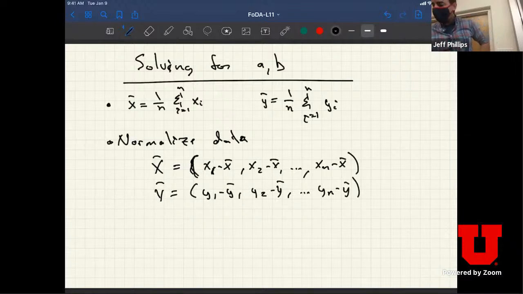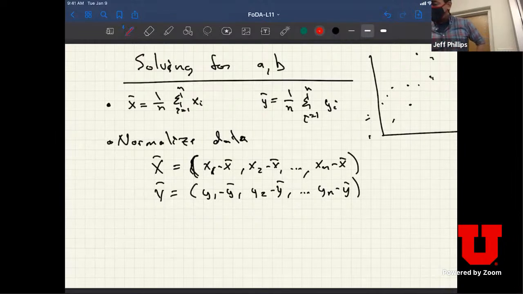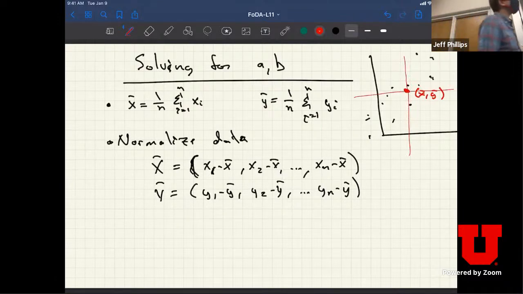Okay, so what has this done? Initially, I had data that probably could have lied like this. These would be my data points. And what I've done is I've identified the average X value and average Y value. This is X bar, Y bar. I've subtracted that from all the data points. You can think of this as just shifting the axes. So now X bar, Y bar is at the origin of the axes.